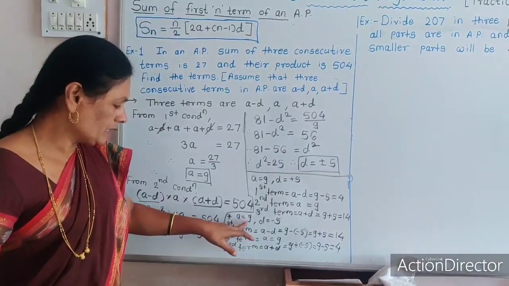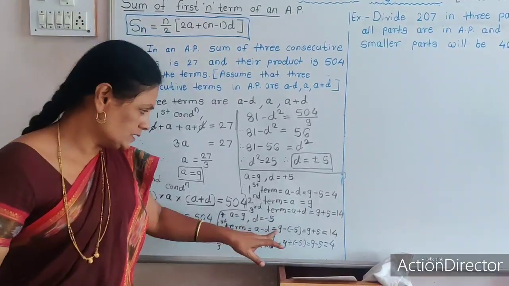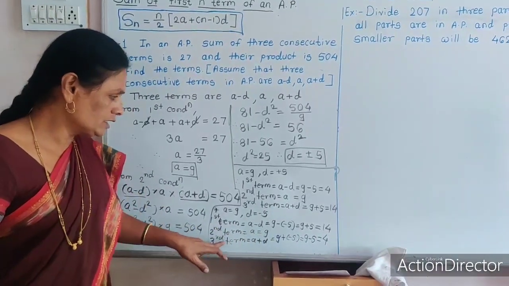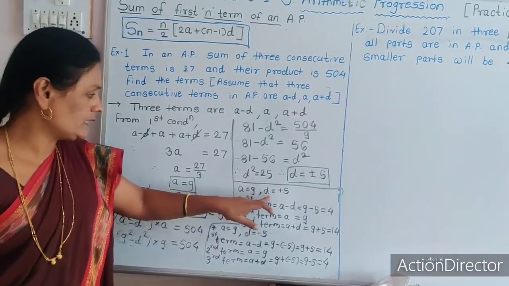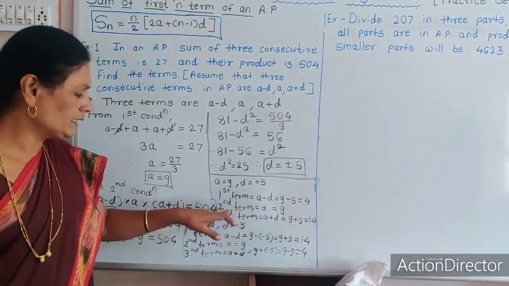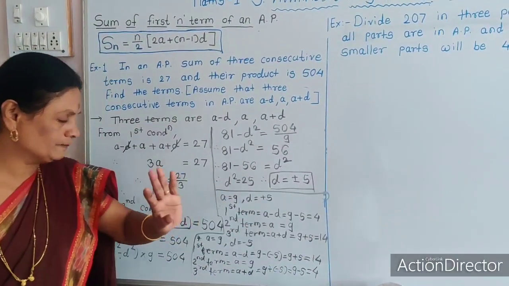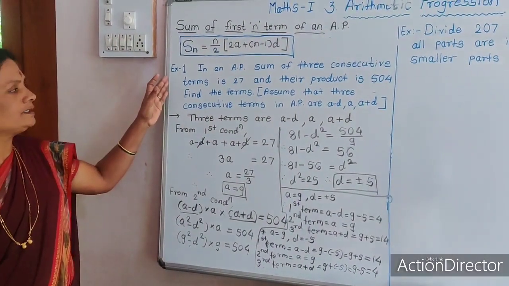Look here. When we take a is equal to 9 and d is equal to minus 5, the first term is 14, the second term is 9 and the third term is 4. And when we take a is equal to 9 and d is equal to plus 5, the first term is equal to 4, the second term is equal to 9 and the third term is equal to 14. These are the terms. This example is an important example.